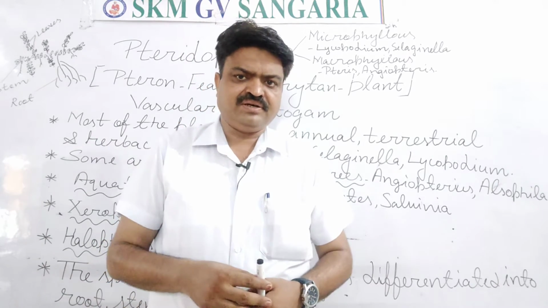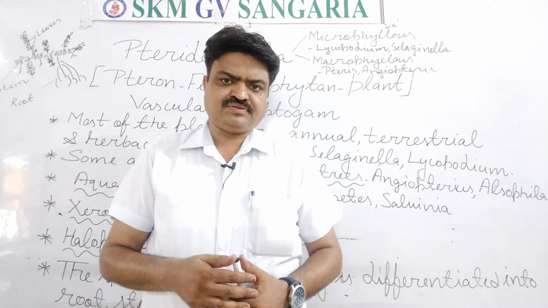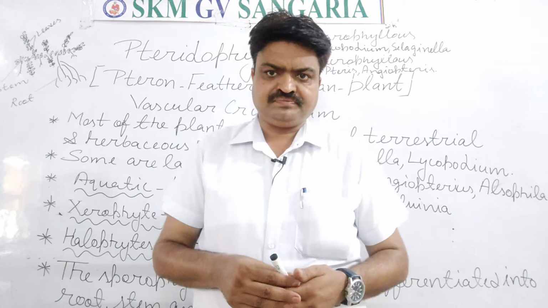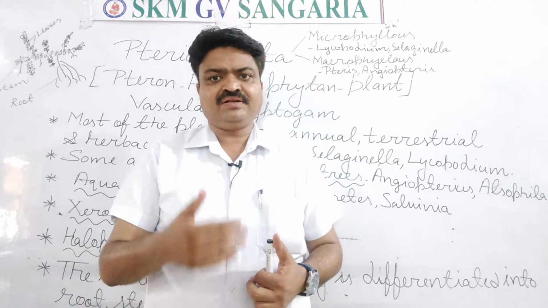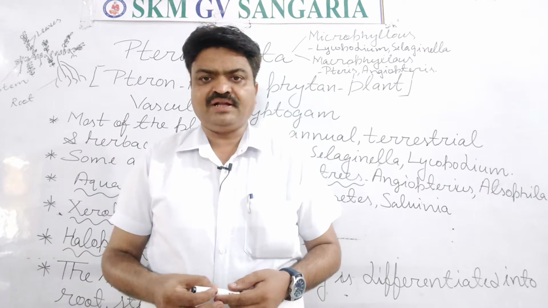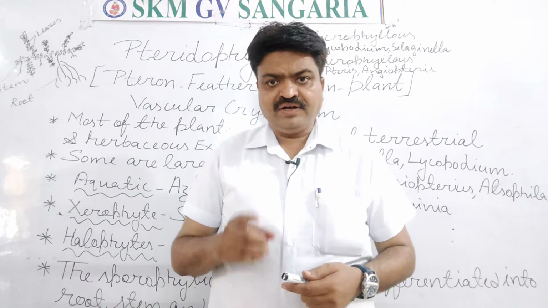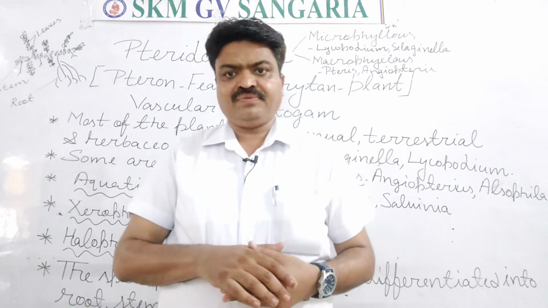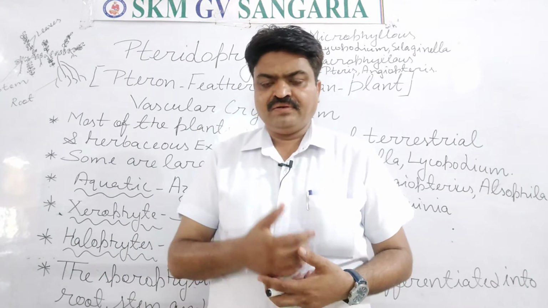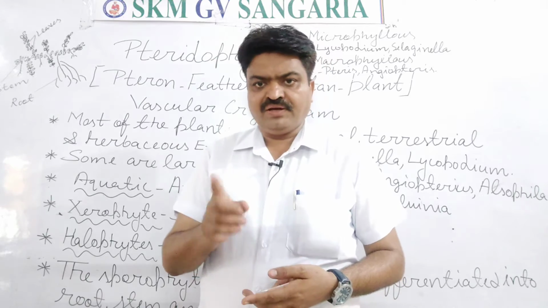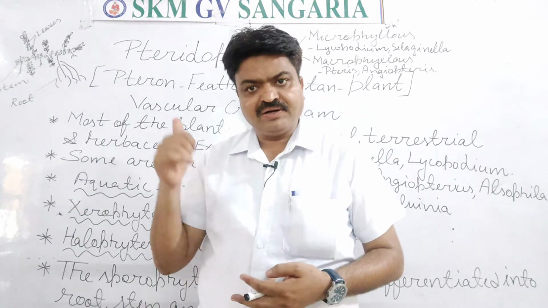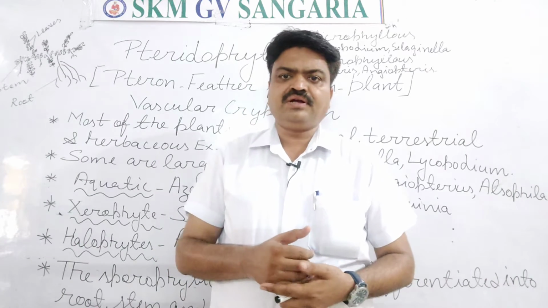We have discussed Thallophyta and Bryophyta, and all these plants don't have vascular tissue. But there is another cryptogam that has vascular tissue, and it is known as Pteridophyta. Pteridophyta is a cryptogam. Which type of cryptogam? It is a vascular cryptogam. Bryophyta and Thallophyta are non-vascular cryptogams, but Pteridophyta comes in the category of vascular cryptogams.